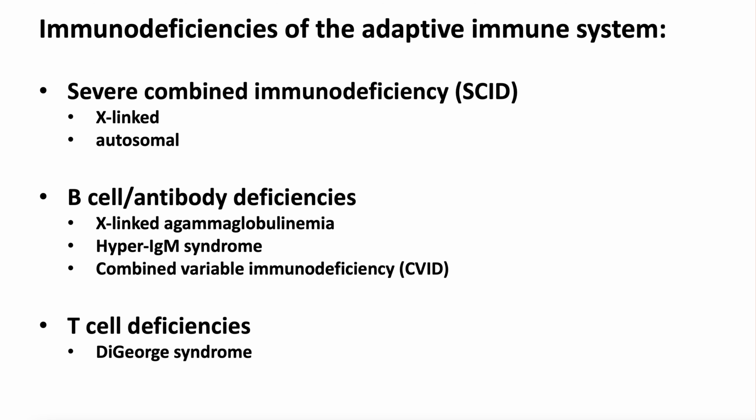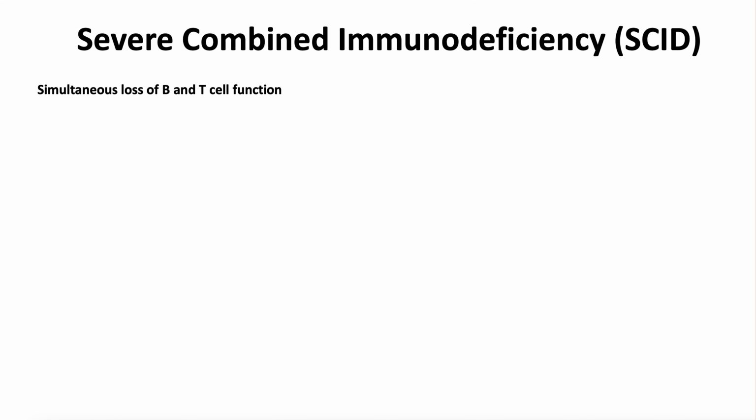I'll start first with deficiencies of the adaptive immune system. I'll begin with the discussion of severe combined immunodeficiency, then B cell or antibody deficiencies, and last T cell deficiencies.